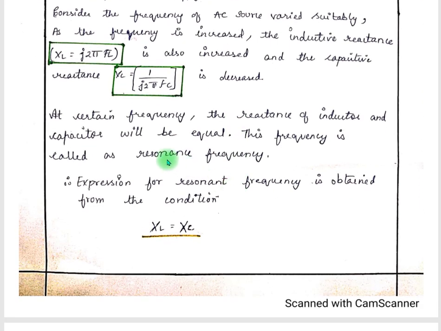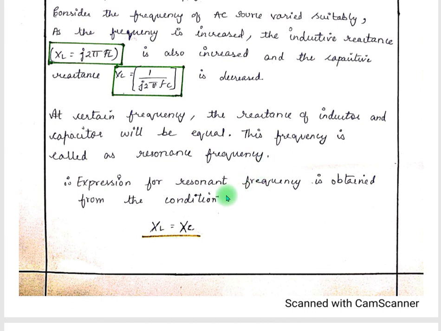At a certain frequency, the reactance of the inductor and capacitor will be equal. This frequency is called the resonance frequency, and it is designated by the symbol fR. At resonance frequency, the circuit is said to be in electrical resonance, and the impedance of the tank circuit becomes maximum, and the line current, that is the current drawn from the source, is minimum.